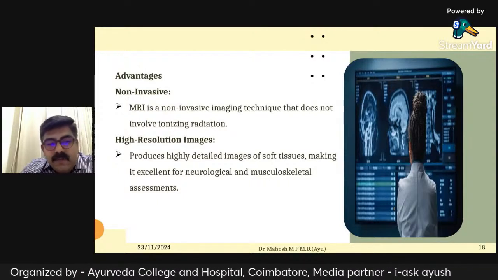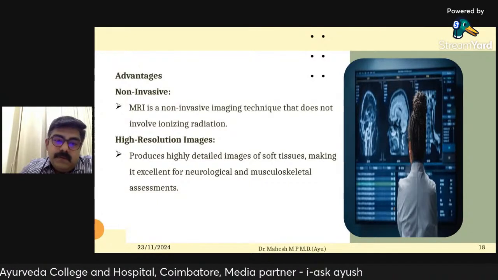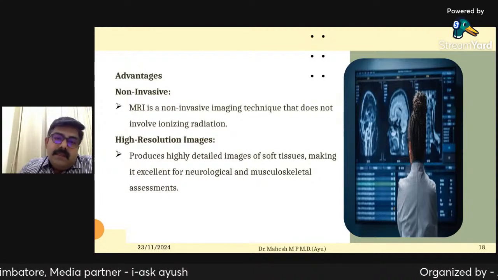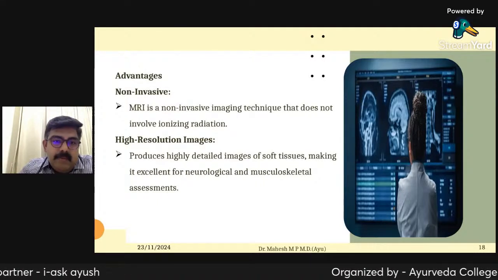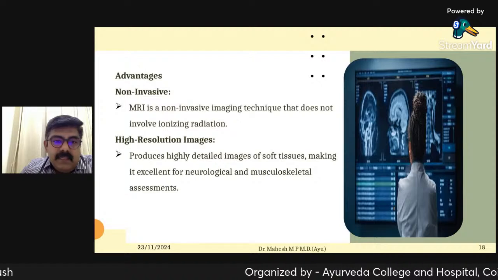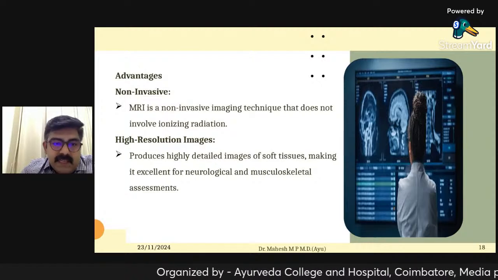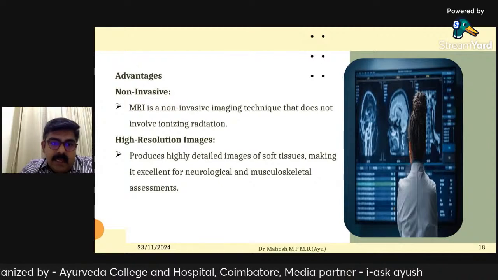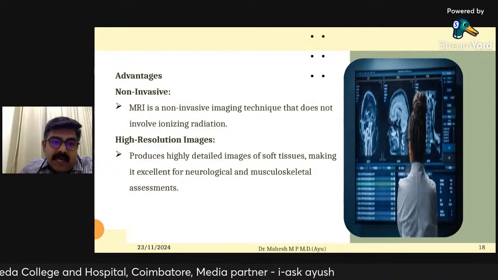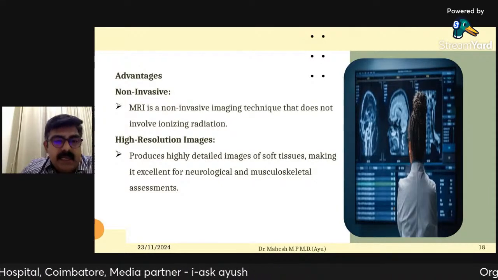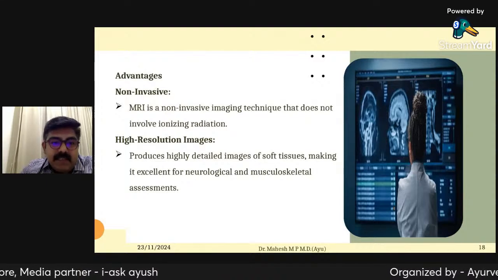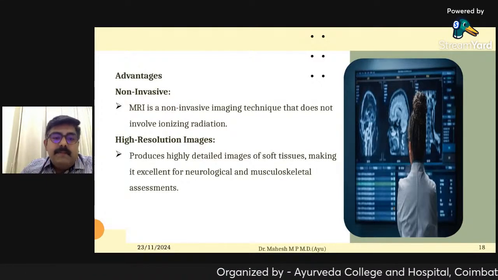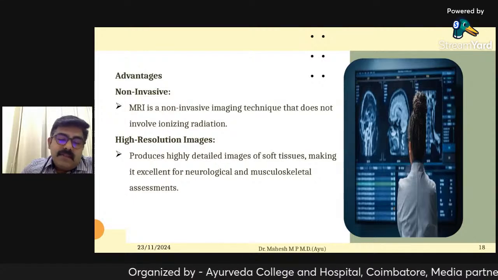Next, what is the advantage of MRI scan compared to other imaging techniques? MRI is a non-invasive imaging technique that does not involve any ionizing radiation, compared to the CT scan. Compared to others, it produces high resolution, highly detailed images of soft tissues, which makes it excellent for neurological and musculoskeletal conditions.